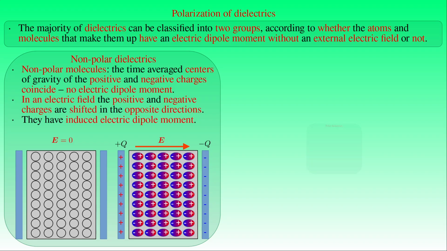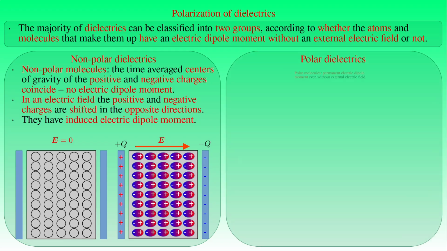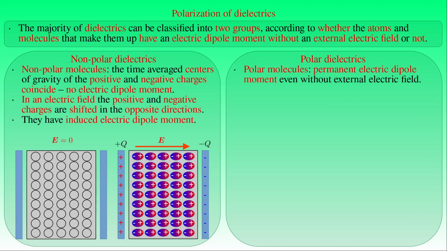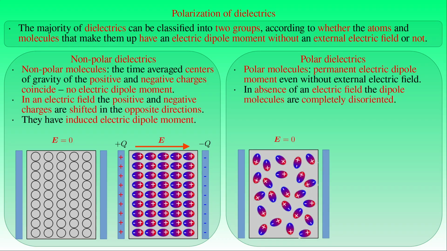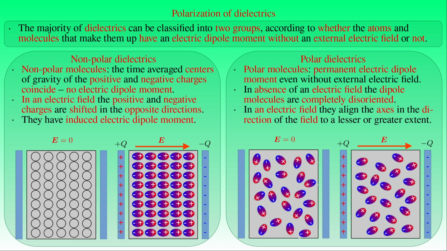Other dielectrics are known as polar dielectrics since they are made up of polar molecules that have a permanent electric dipole moment even without an external electric field, as a consequence of their internal structure. In the absence of an external electric field, these polar or dipole molecules with a constant dipole moment are completely disoriented due to their thermal motion. However, under the influence of an external field, they align their axis in the direction of the electric field to a lesser or greater extent.